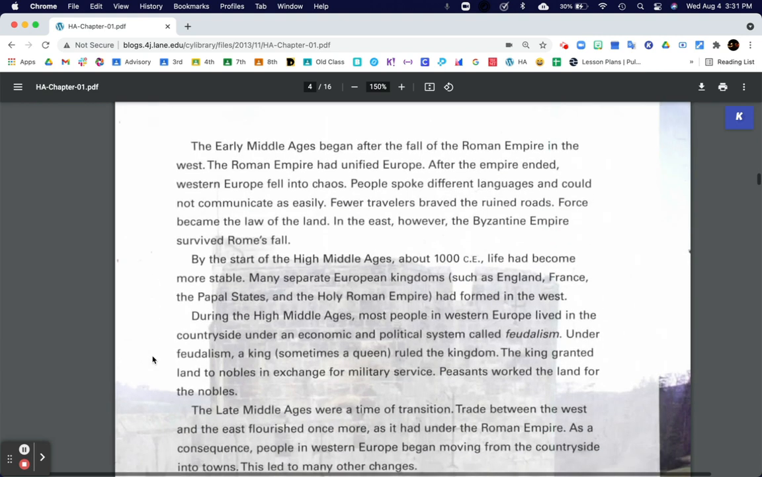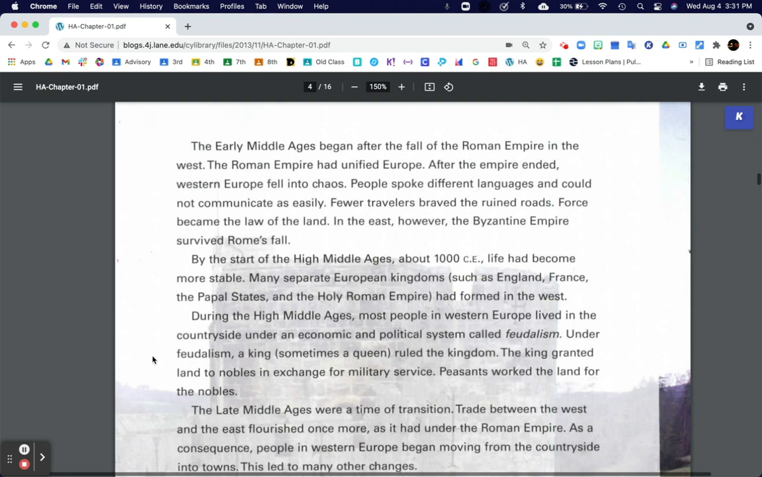The early Middle Ages began after the fall of the Roman Empire in the West. The Roman Empire had unified Europe. After the empire ended, Western Europe fell into chaos. People spoke different languages and could not communicate as easily. Fewer travelers braved the ruined roads. Force became the law of the land. In the east, however, the Byzantine Empire survived Rome's fall.